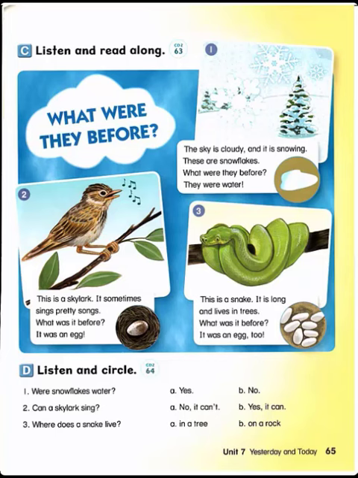Page 65. D. Listen and circle. Number 1. Were snowflakes water? Number 2. Can a skylark sing? Number 3. Where does a snake live?